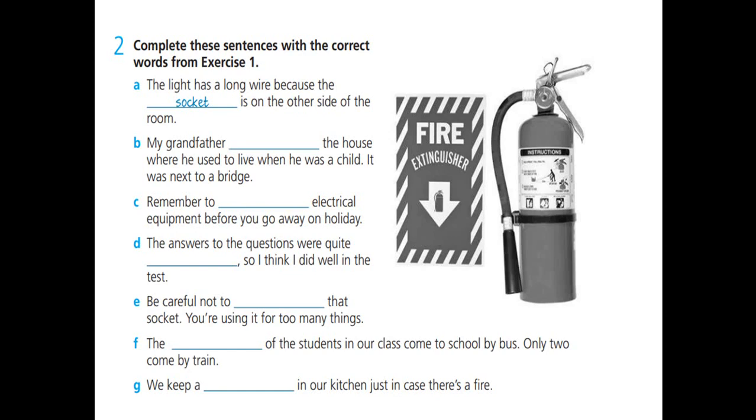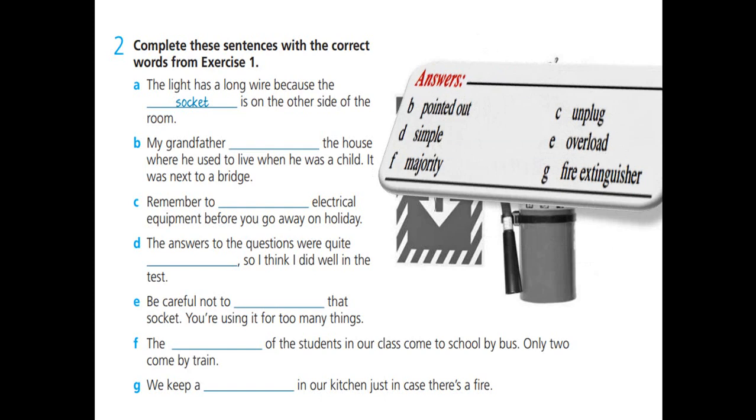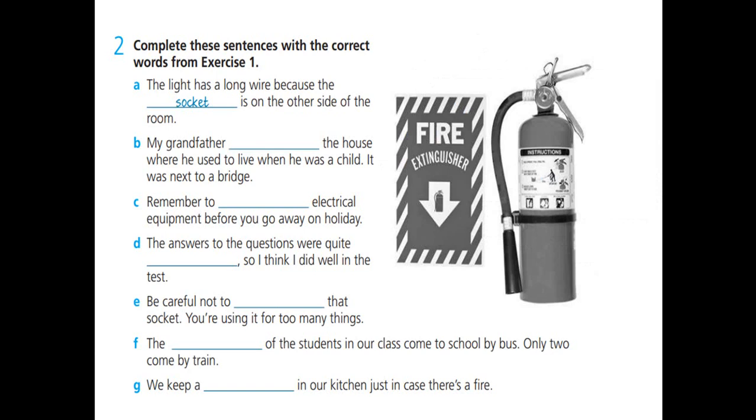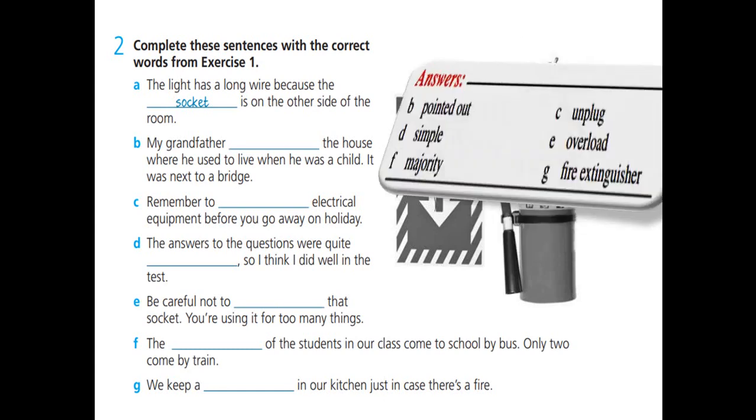It was next to a bridge. So, yes, my grandfather pointed out the house. Number C. Remember to space electrical equipment before you go away on holiday. So you remember to what? Okay, to remove the wire from the socket. So this means you unplug your devices. Number D.